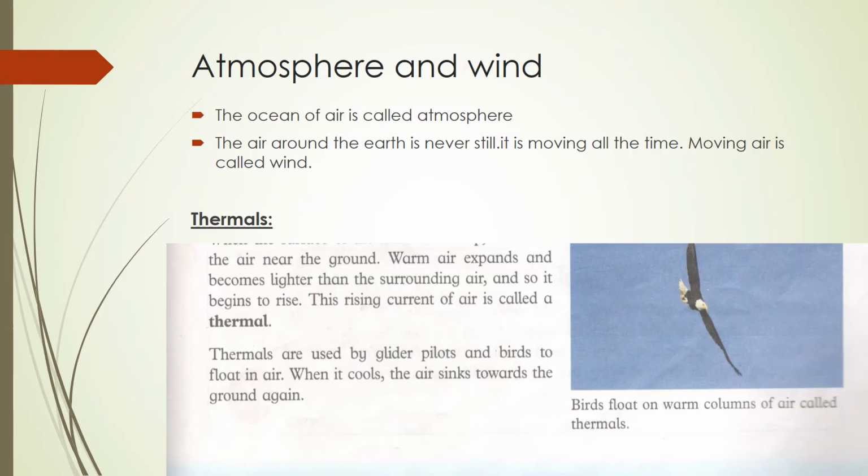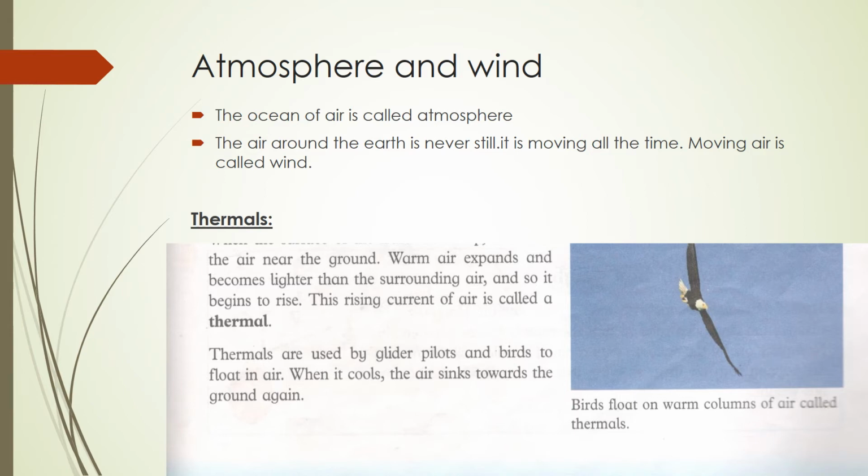Next, atmosphere and the wind. The ocean of air is called atmosphere, as we already discussed. The air around the earth is never still, it is moving all the time. Moving air is called wind.